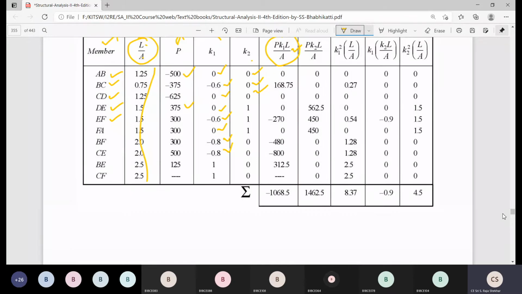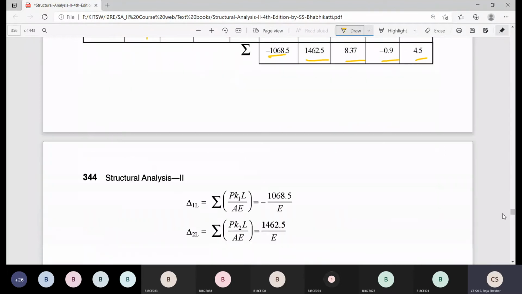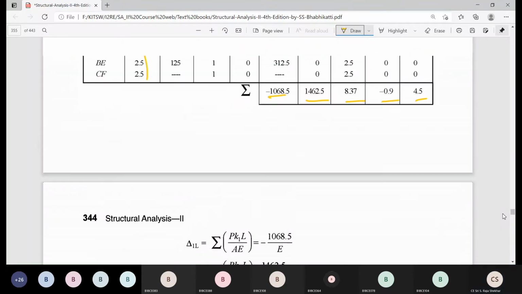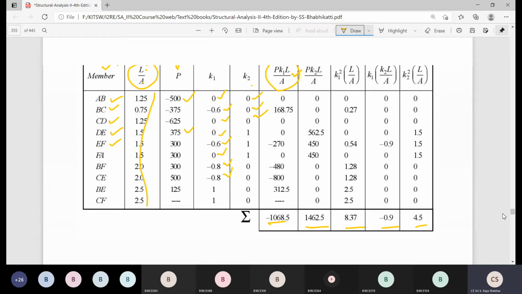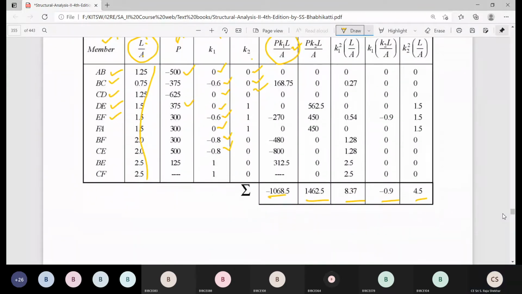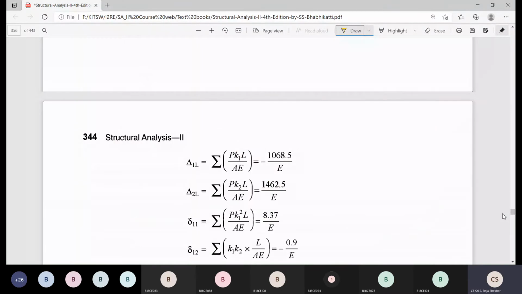and just substitute these values. Finally you are going to get these values. So now delta 1L will be equal to summation of PK1L by AE. So look at the summation of PK1L by AE, where is it? It is here, that is 1068.5 by EI AE. So that is 1 minus 1068.5. A value is there but E value is not there, so by E.